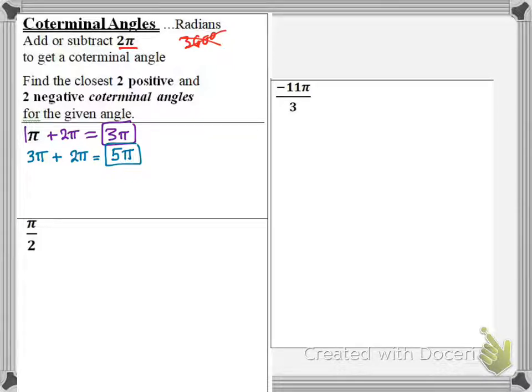Let's see about getting some negatives out of here. I need to go back and start with my original pi again. And this time, subtract 2 pi. So I'm talking about 1 pi minus 2 pi, negative 1 pi. I could write it that way, or I could just write negative pi. I need another one. So I'm going to take that negative pi and subtract 2 pi. So it's negative 1 pi minus 2 pi. I have negative 3 pi.